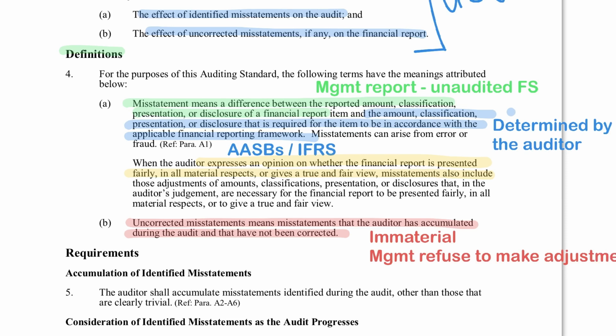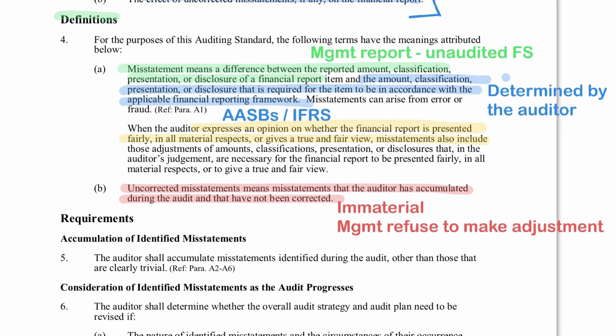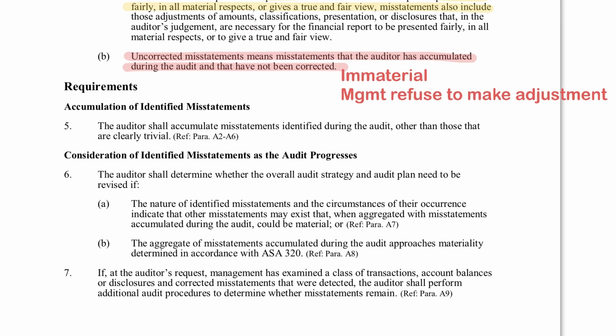Because I can't actually force managers to change the financial statements. I can suggest what I think might be best, but I can't force them to make any changes. So let's start with the requirements. Remember, the requirements are the legally enforceable parts that I have to do.